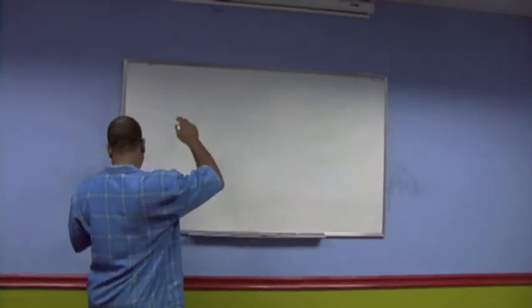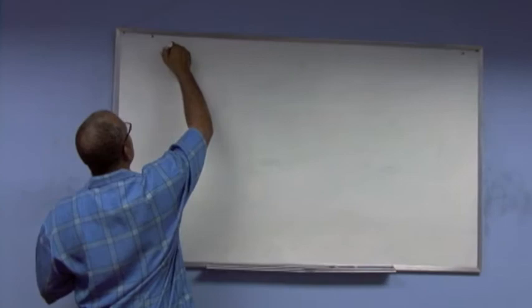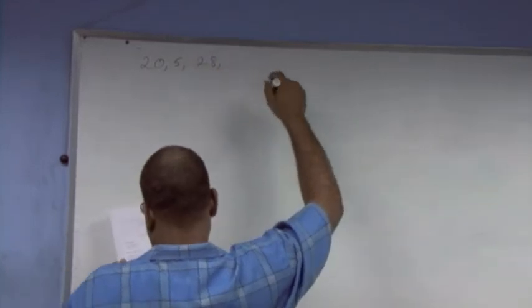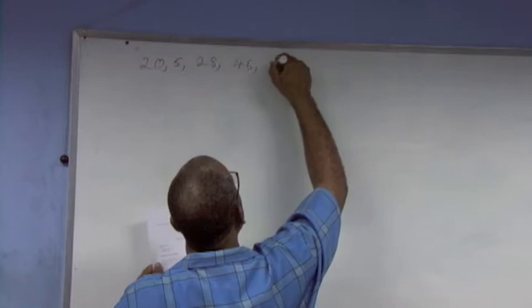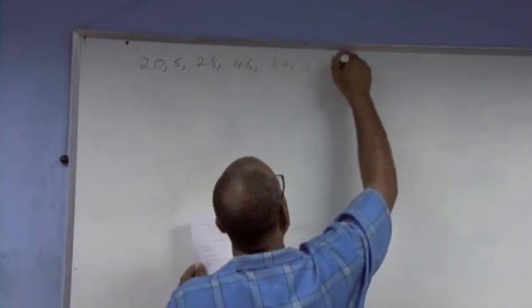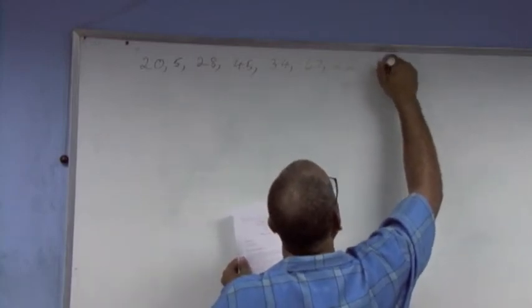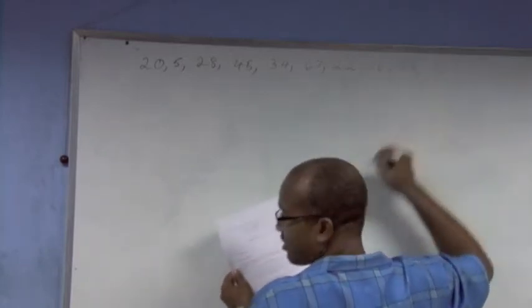We're asked to insert some values into a BST. The values we want to insert are 20, 5, 28, 45, 34, 67, 92, 10, 53, and 2.